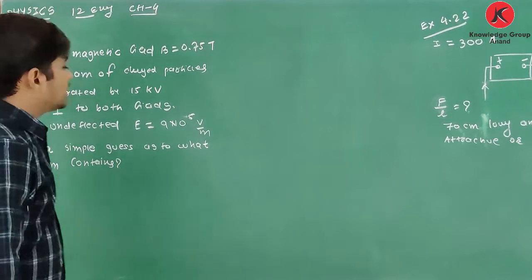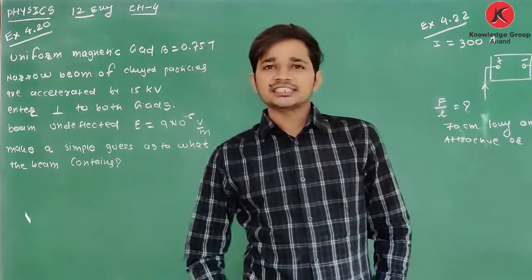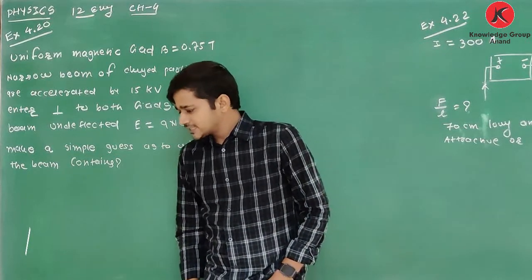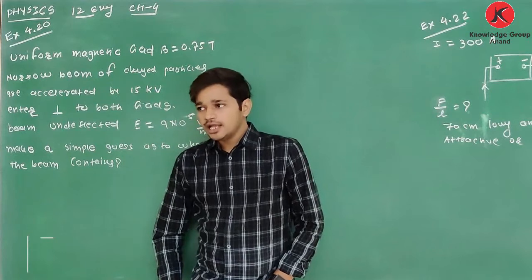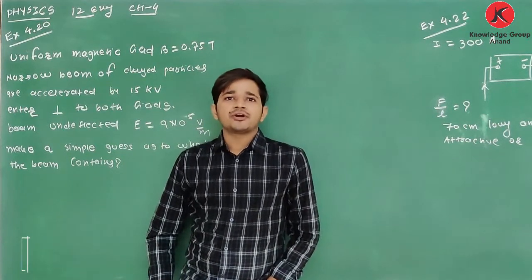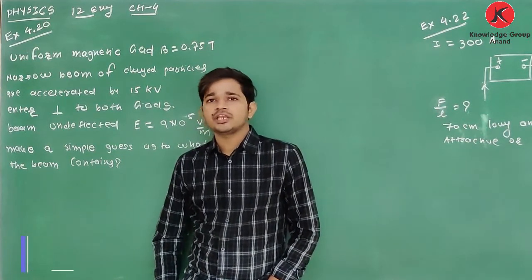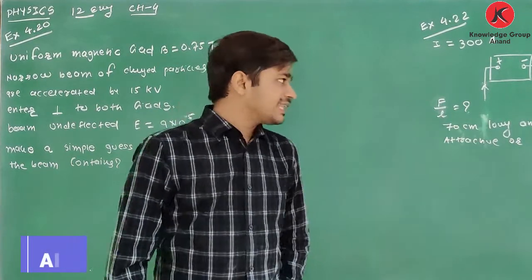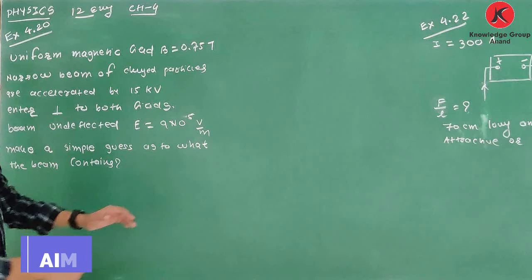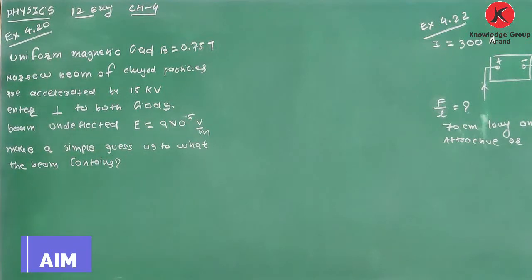Good morning, students. Chapter 4, Moving Charges and Magnetism. In the last lecture we discussed the magnetic moment of an electron revolving in an orbit. Now today in this lecture we will discuss some questions. See, here it is, Exercise 4.20.